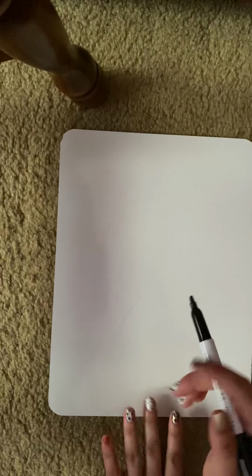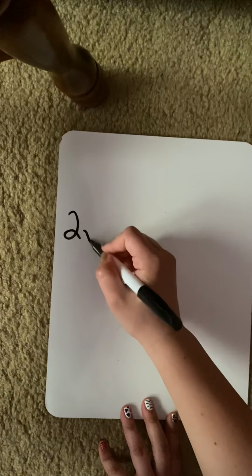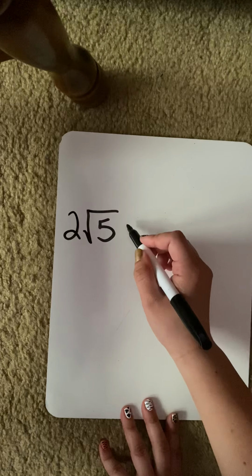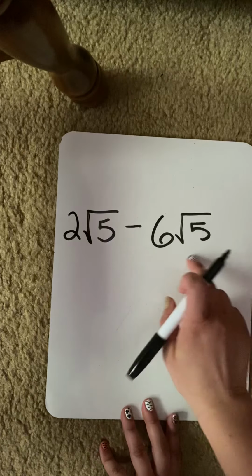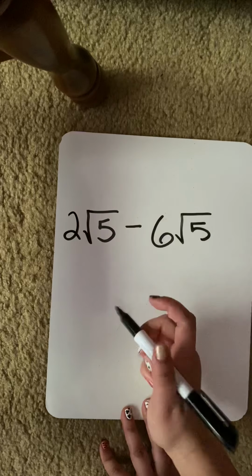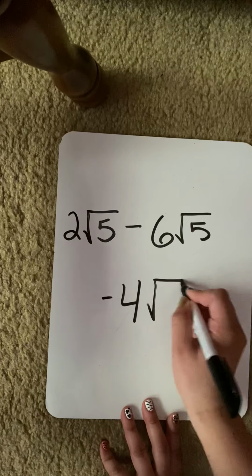So another example, if we had 2 times the square root of 5 minus 6 times the square root of 5, these are like the same variables, so we do 2 minus 6 is negative 4 square root of 5.